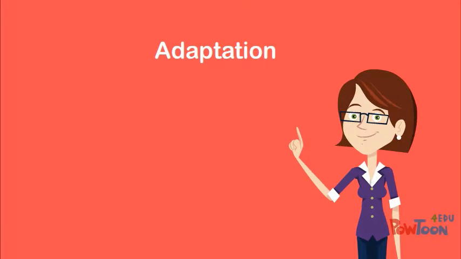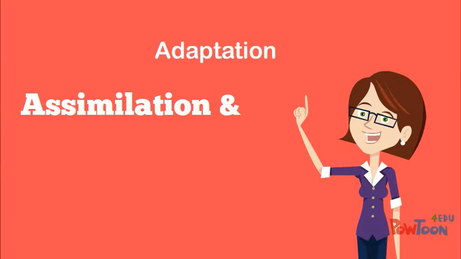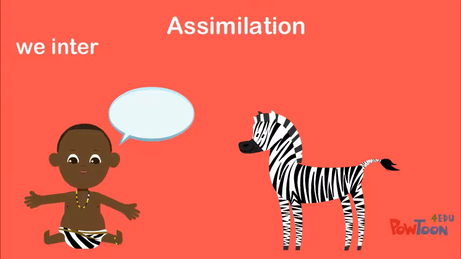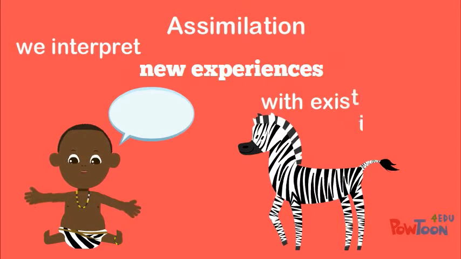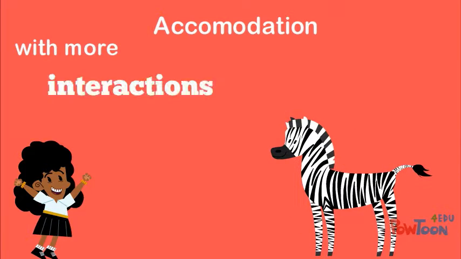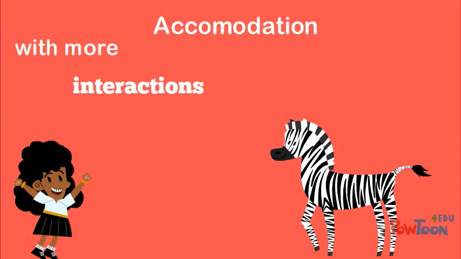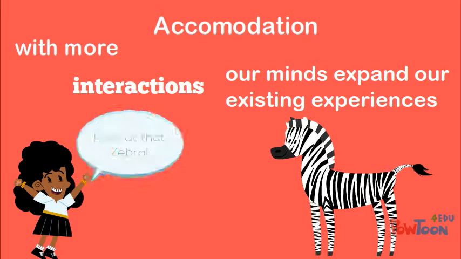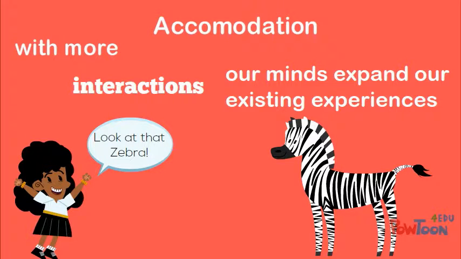Adaptation is a 2-step process comprised of assimilation and accommodation. When we assimilate, we interpret new experiences in terms of existing ideas. However, with more interactions and experiences, our minds expand and adjust or accommodate new experiences. We modify existing schemas to form entirely new ones.